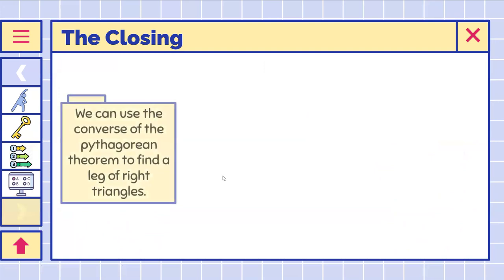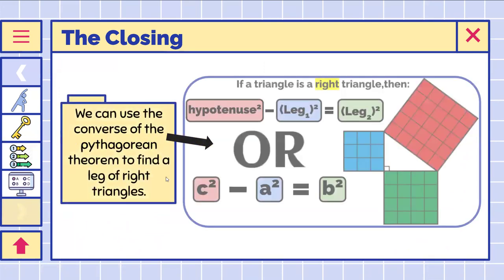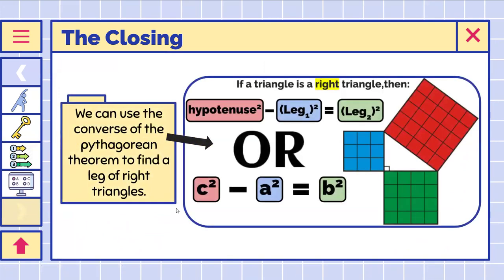The closing is that we can use the converse of the Pythagorean theorem to find a leg of right triangles. So the normal Pythagorean theorem gives you the hypotenuse where you do addition with your two numbers. The converse, or the opposite, to find a leg when you are given the hypotenuse and a leg, is almost identical except you subtract the numbers, you do not add them. Otherwise, the process is exactly the same.